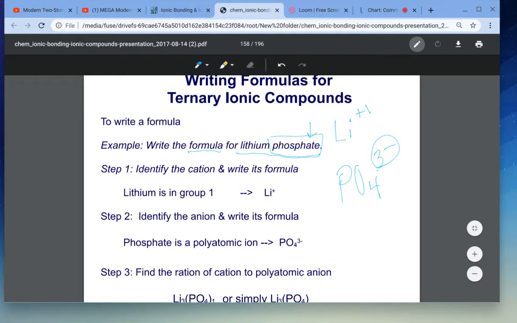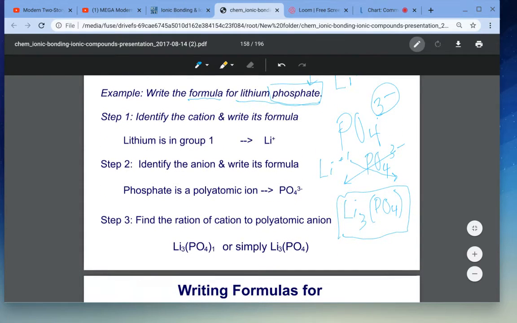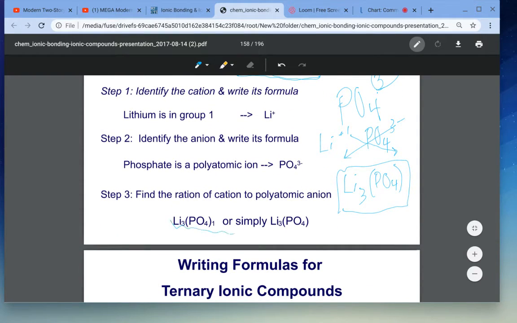I'm just going to do the crisscross method. Remember this? Li has a +1, PO4 a 3-. Okay, I'm going to give this to this guy, this to this guy. Switch the numbers around, not the sign though. So now I have Li 3, and then you can put this in parentheses to separate it from the lithium, PO4, and it's a 1, so we don't have to write it. So there you have it, your answer. So although it looks complicated, pretty easy. Use the crisscross method. Okay, here's the answers here.